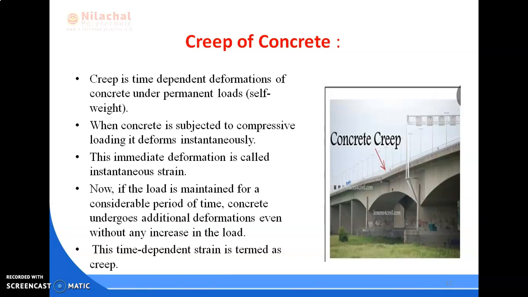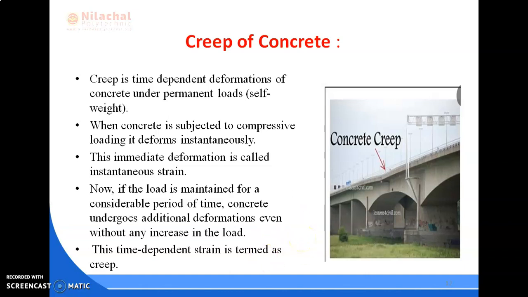of the load. If we do not increase the load, it still starts to deform. This time dependent strain in hardened concrete is known as creep. We can also say creep increases with increase in water cement ratio. The higher the modulus of elasticity, the less the creep. Gradual increase in strain without increase in stress with time is due to creep. And 75% of creep strain occurs in 12 months, and the rate of creep decreases with time.